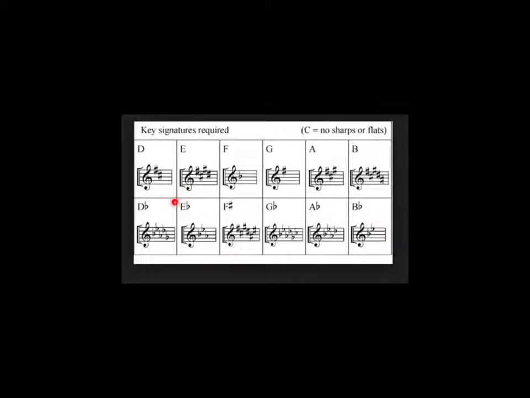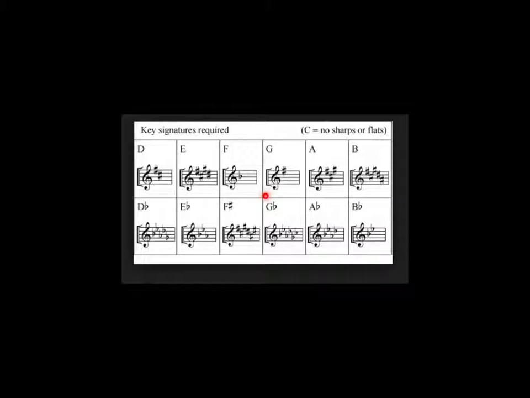For 3 flats, I go to the second to the last flat and I name it. That's E flat. 4 flats is A flat. 5 flats, 6 flats. Notice that they all have flats.